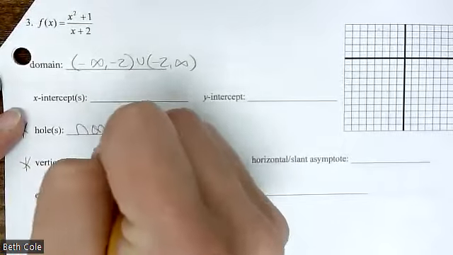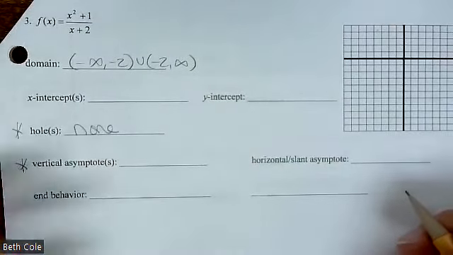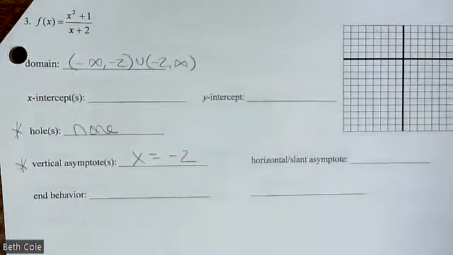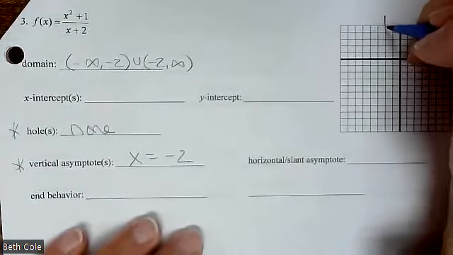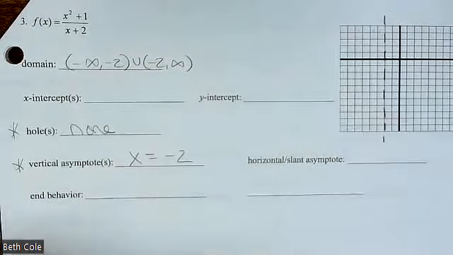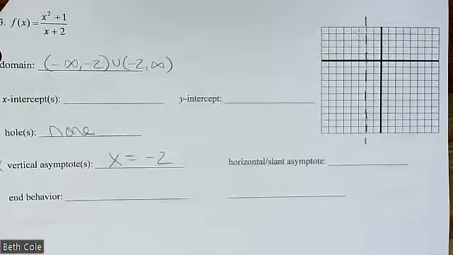Good. Why is there not a hole? Yeah, it doesn't cancel out. So x equals -2 is your vertical asymptote. And again, I would go ahead and put that on the graph the second you get it, so that it's one thing at a time. Then I would do the other asymptote. You want to get the asymptotes first.